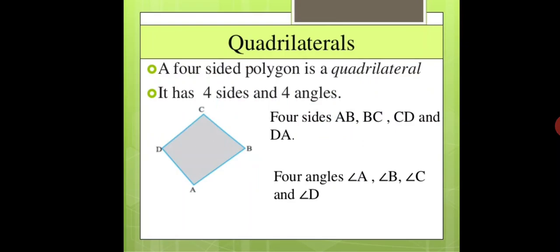Quadrilaterals. A four-sided polygon is a quadrilateral. It has four sides and four angles. Now here is a picture of quadrilateral ABCD, where the four sides are AB, BC, CD and DA, and the four angles are angle A, angle B, angle C and angle D.